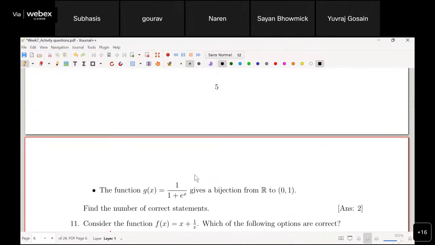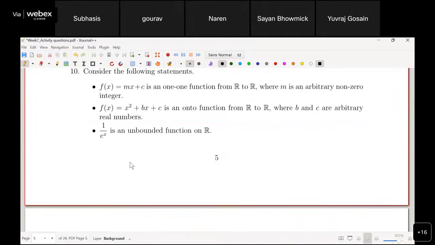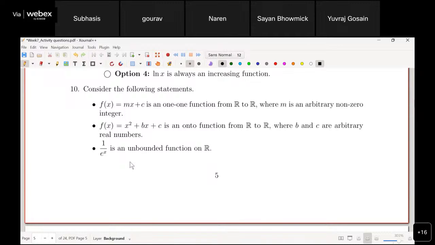Sir, I didn't get how this option is right or wrong. I have got only 2 options correct, but there are 3 options. Which options are you getting? What about option 1? A 1-to-1 function from R to M is right, sir, because the important thing is that m is a non-zero integer, right? Yes, sir. So this option is correct. And the second option is certainly incorrect, right?